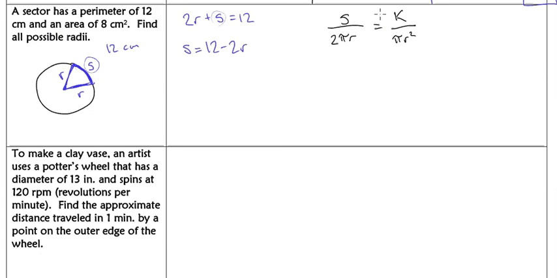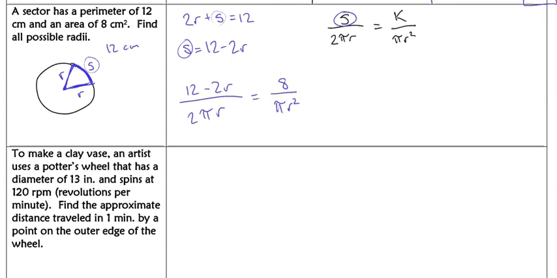Now we know some of these pieces, so we're going to substitute them in. In for S, let's plug in the S that we know. We have 12 minus 2R divided by 2 pi R is equal to the area of the sector, which we know is 8. So we can plug that value in now. So equals 8 divided by the area of the circle, so pi times radius squared. Okay, let's go ahead and simplify from here.